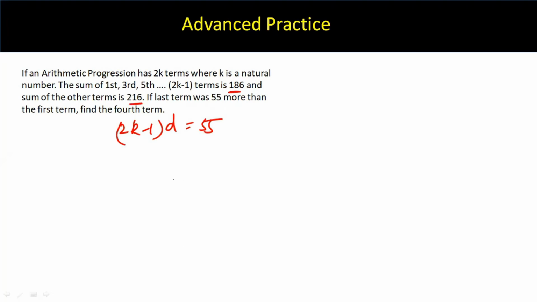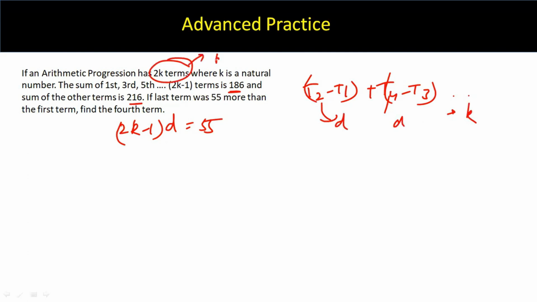If we subtract the odd terms from the even terms, we get k times d. I'm sure everyone can visualize. What he's doing is t2 minus t1 plus t4 minus t3 and so on and so forth. So all the even terms minus all the odd terms, this will be d, this will be d, and so on for k times, because you have 2k terms. Out of 2k, you have k odd and k even. So the difference will be d multiplied by k.